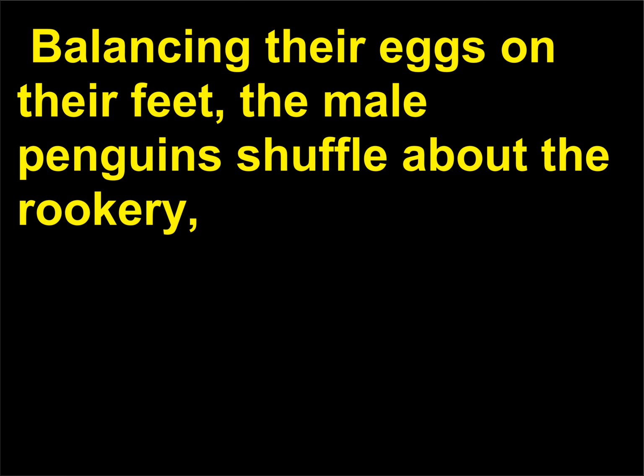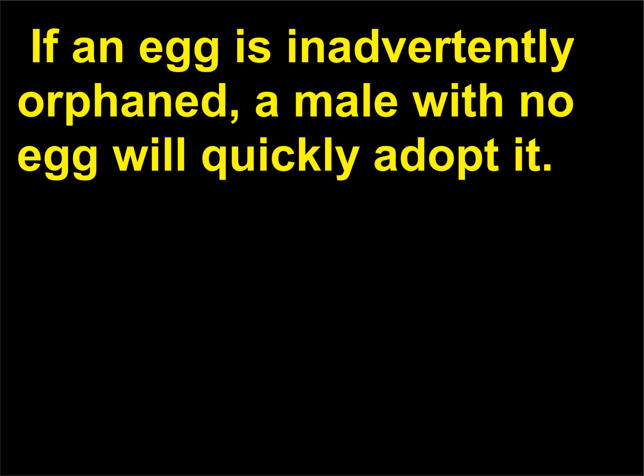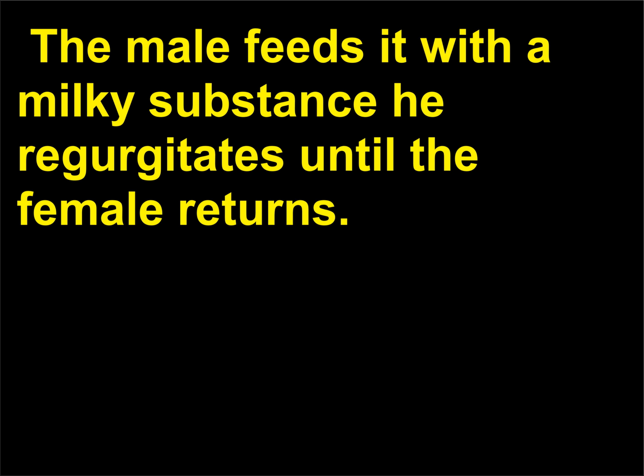Balancing their eggs on their feet, the male penguins shuffle about the rookery, periodically huddling together for warmth during blizzards and frigid weather. If an egg is inadvertently orphaned, a male with no egg will quickly adopt it. 2 months after the female's departure, the chick hatches. The male feeds it with a milky substance he regurgitates until the female returns, now padded with blubber.